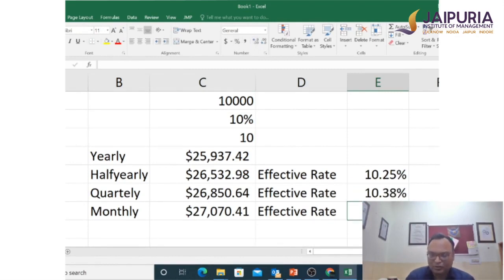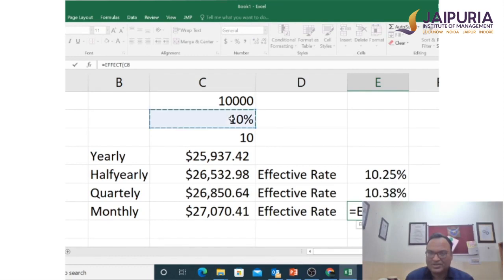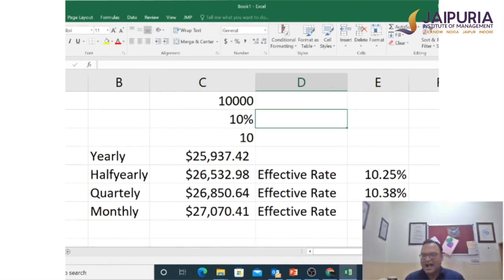Similarly, if I do this for the monthly purpose, then the effective rate: nominal rate is 10%, compounding monthly, and therefore divide by 12, and therefore 10% per annum compounding monthly is actually equal to 10.47% per annum. So these are my effective rates.